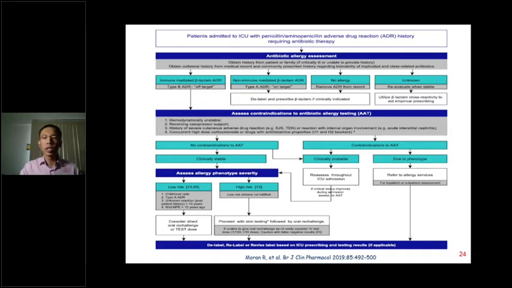So this is also a nice review published last year, which shows the algorithm, which is pretty similar to the previous slides. But in this case, this algorithm is more for penicillin adverse drug reactions or allergic reactions, in particular in ICU patients. And if you look at the structure, it's fairly similar. The most important part is this part here, which is to address what the allergy phenotype is, and then to risk stratify whether the patient is high risk or low risk. And then the subsequent algorithms would be all the same.